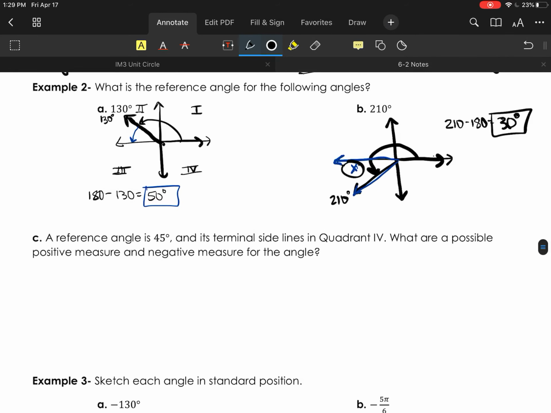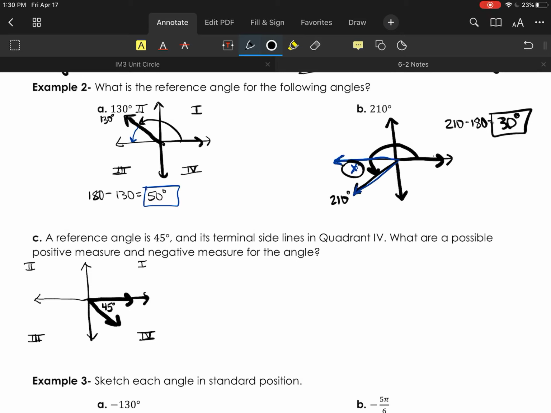Then on letter C, it says a reference angle is 45 degrees and its terminal side lies in quadrant 4. What are a possible positive measure and negative measure for the angle? Okay, so a reference angle is 45 degrees. That doesn't necessarily mean that's the actual angle measurement. It's just that terminal side through to the x-axis. First of all, it says its terminal side is in quadrant 4. You know this is 1, this is 2, this is 3, because you go around counterclockwise, and this is 4. So my terminal side has to be down here, and this I know is 45 degrees.